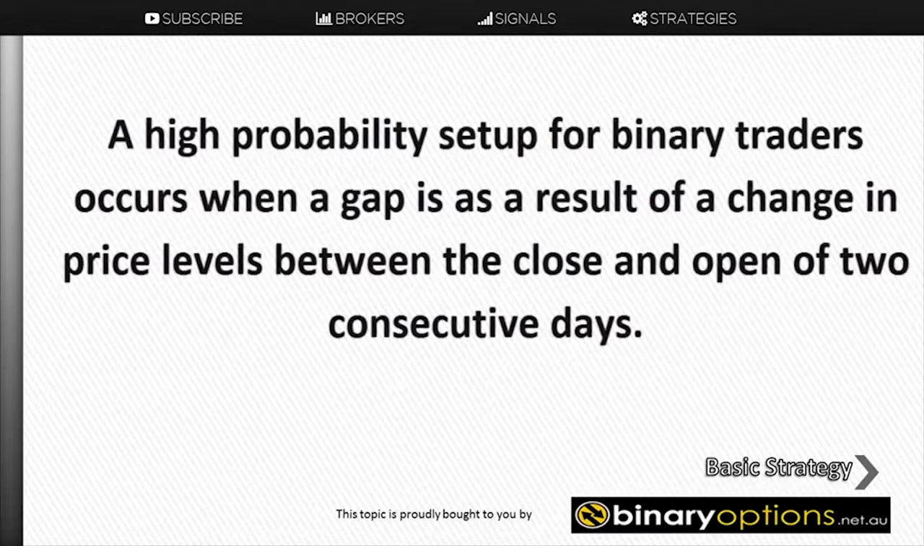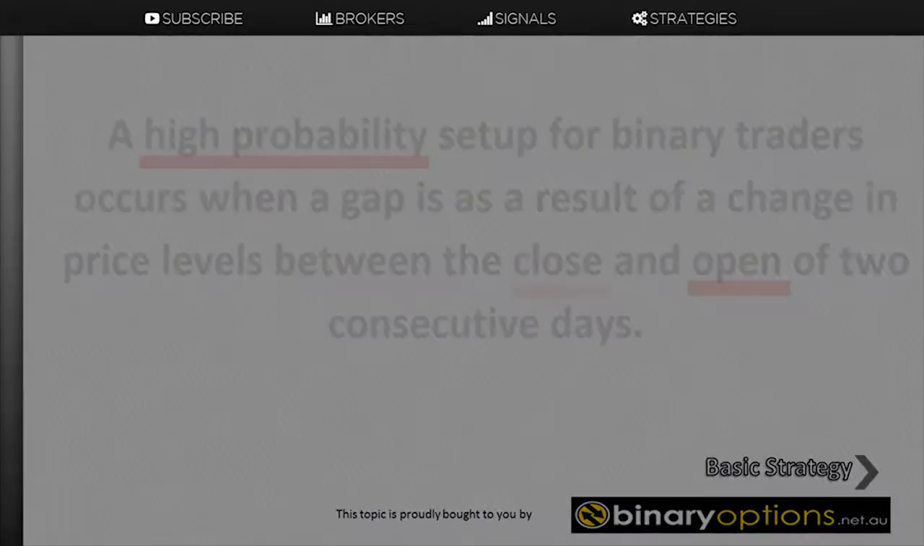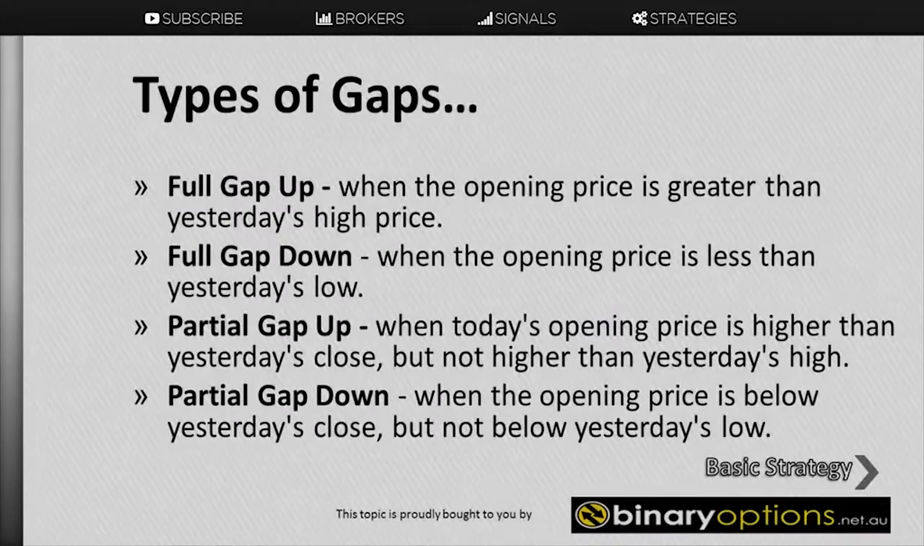However, a high probability setup for binary traders occurs when a gap is a result of a change in price levels between the close and open of 2 consecutive days. For the overnight period, there are 4 basic types of price gaps.